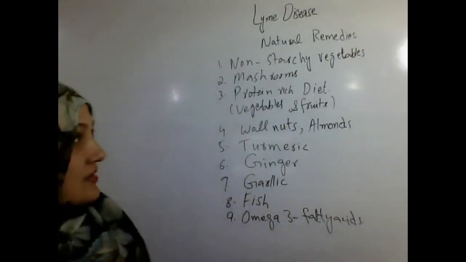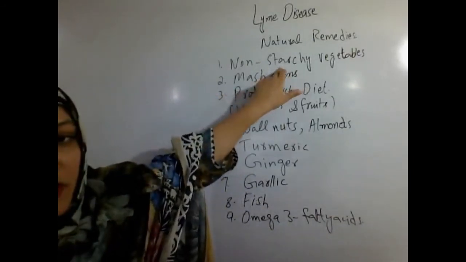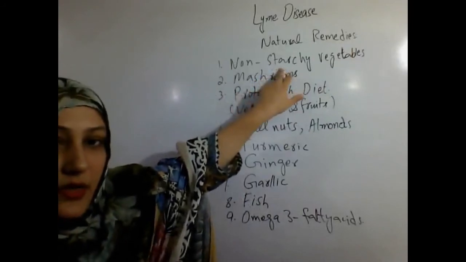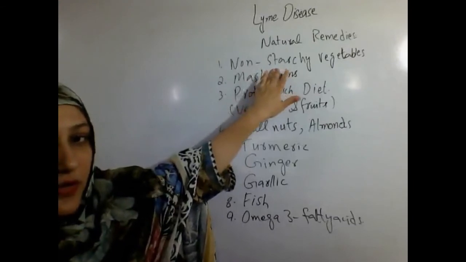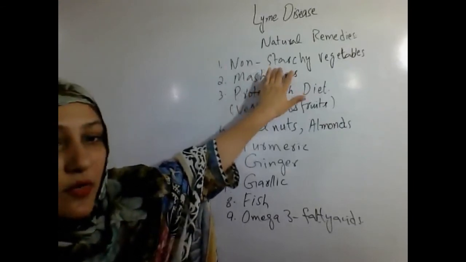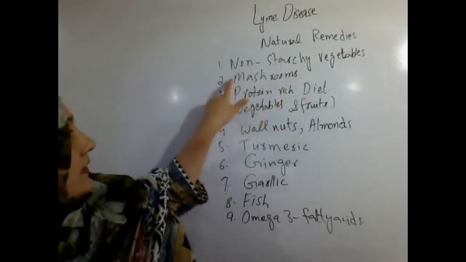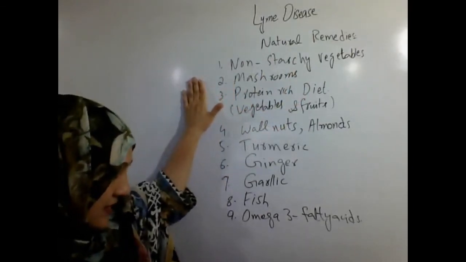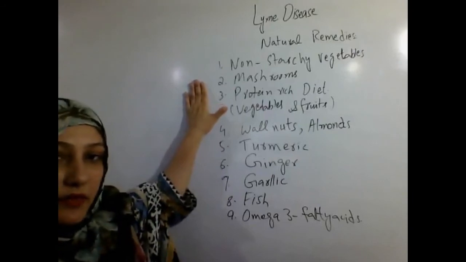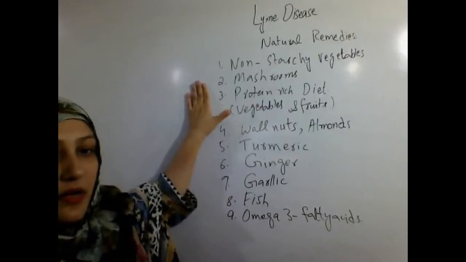Non-starchy vegetables, which contain less amount of starch. The vegetables which contain less amount of starch can be taken for the cure or for the boosting of the immune system. Second is the mushrooms. Mushrooms are very much effective for this disease because they reduce the inflammation present on the skin.